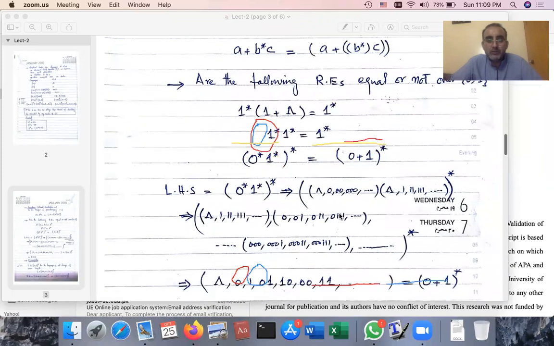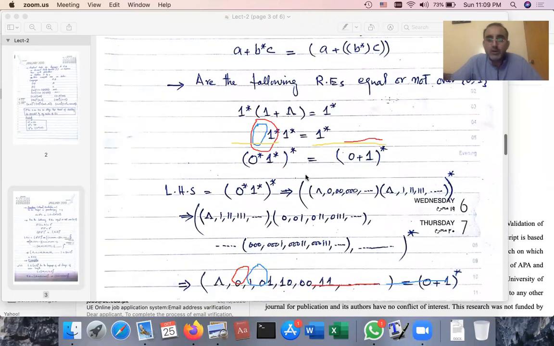Now, multiplication of this set and this set on the right hand side. First, null multiplied with this null, what will I get? Null. Then null multiplied with this one, what will I get? One here. Null multiplied with this double one, what will I get? Double one here. And similarly triple one and so on.